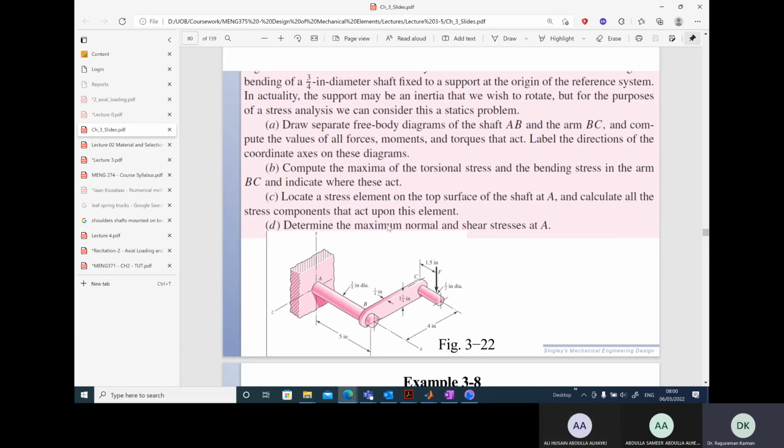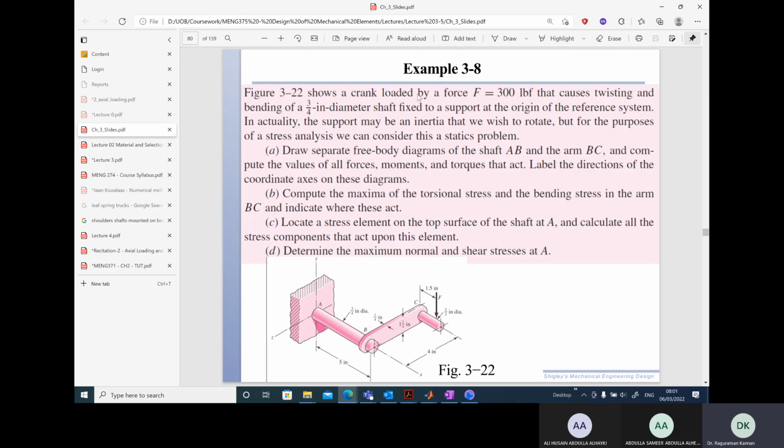So in this figure, what do we have here? It shows a crank loaded. So this is the crank. It is loaded with a force of 300 pound-force that causes twisting and bending of a 3/4 inch shaft. The shaft is AB here, and it is fixed to the support at the origin of the reference system. So this is the origin. You can see here the y-axis, the z-axis, and the x-axis. So it is fixed right here.